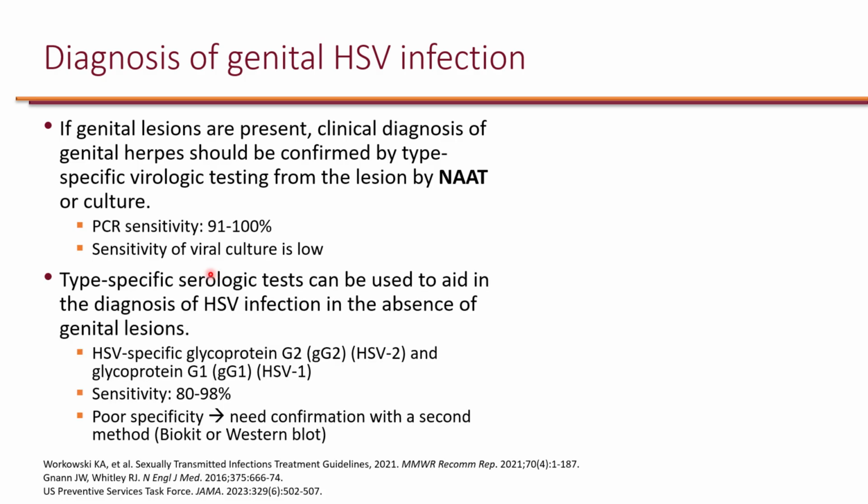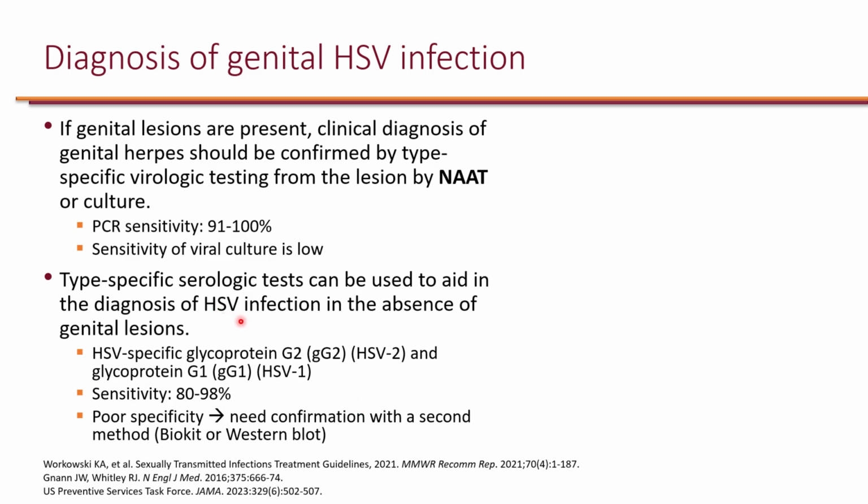And then there is a type-specific serologic test. So serology is actually from the blood, whereas that nucleic acid amplification test was done on the specimen directly from the lesion, which means if there is no lesion, you can't really do this test because you need to have a specimen. Whereas serology can be done at any time, whether there is a lesion or not. So essentially, you want to see if someone has latent HSV.